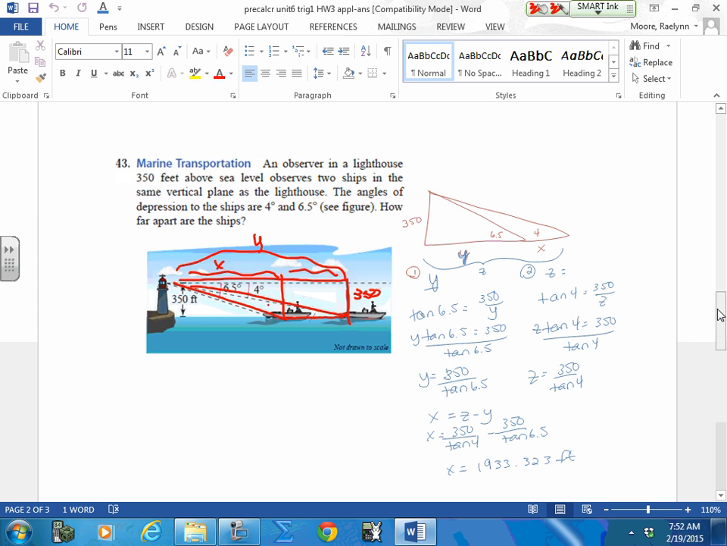I called mine y and z. So I called this guy z. And I call this guy y. Minus x, the distance in between. You have no other way to find this.